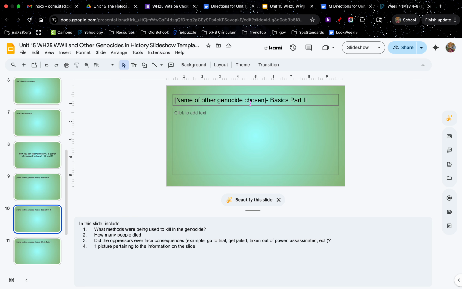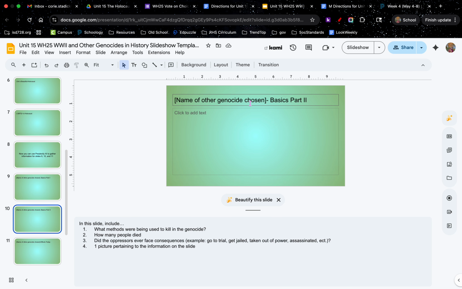And then slide number 11, again, put the name of your genocide up here. And then include the following information. So how does the genocide affect the oppressed lives in the country today? For example, are the oppressed still living in the country? Do they have any freedoms today? Are there still tensions between the oppressed and the oppressors? Did the oppressed seek refuge anywhere? Stuff like that. Make sure you do that in a minimum of 2 complete sentences or bullet points, and then a picture pertaining to the information on the slide.